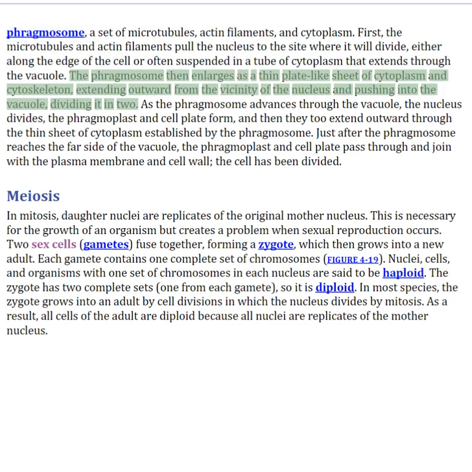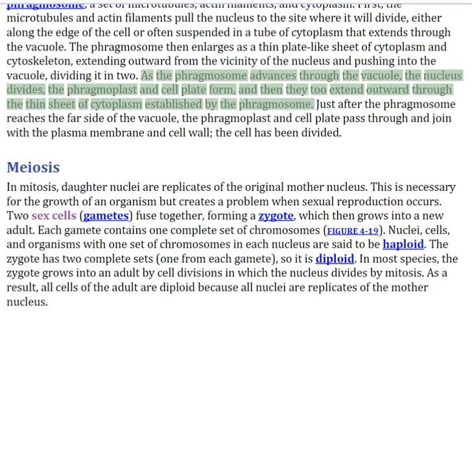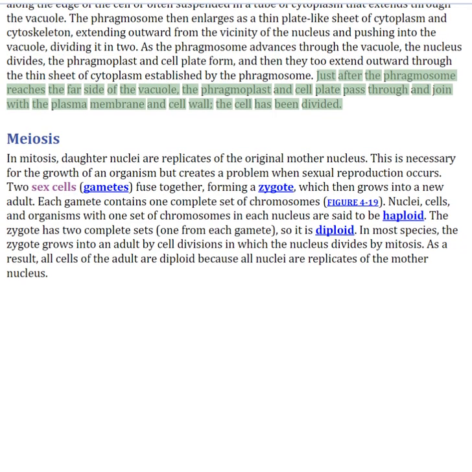The phragmosome then enlarges as a thin plate-like sheet of cytoplasm and cytoskeleton, extending outward from the vicinity of the nucleus and pushing into the vacuole, dividing it in two. As the phragmosome advances through the vacuole, the nucleus divides, the phragmoplast and cell plate form, and then they too extend outward through the thin sheet of cytoplasm established by the phragmosome. Just after the phragmosome reaches the far side of the vacuole, the phragmoplast and cell plate pass through and join with the plasma membrane and cell wall. The cell has been divided.